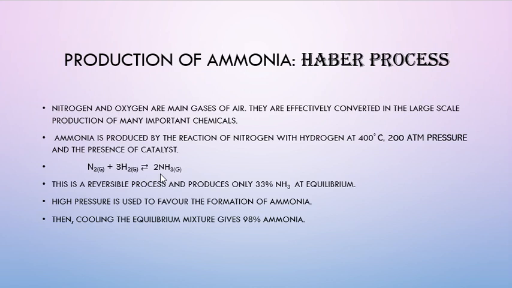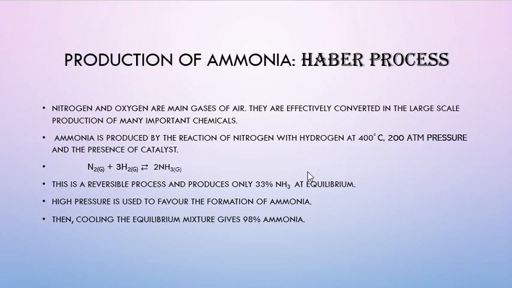In this reaction, for the production of ammonia, where nitrogen and hydrogen are reacting together to give ammonia, iron is used as a catalyst. And this is just a reversible process and produces only 33% of ammonia at equilibrium.